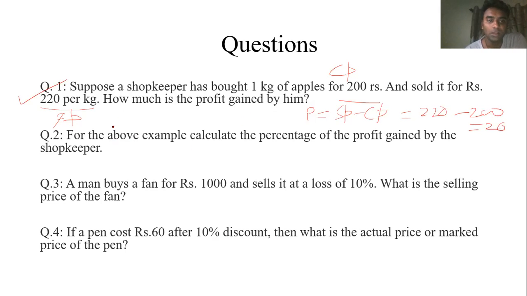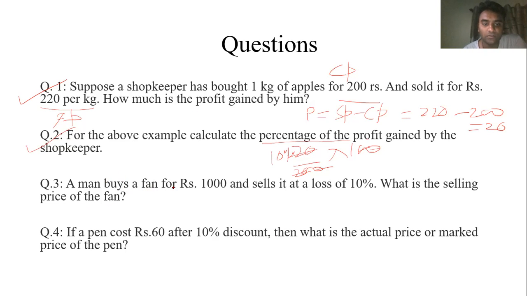Okay, fine. Let us move to question number 2. We need to calculate what? Profit percentage. So we calculate profit percentage with respect to cost price. Profit is 20, cost price is 200, multiply it by 100. 0, 0 will get cancelled out. It will be 10. I hope question number 2 is also clear to you. Okay, let us move to question number 3.